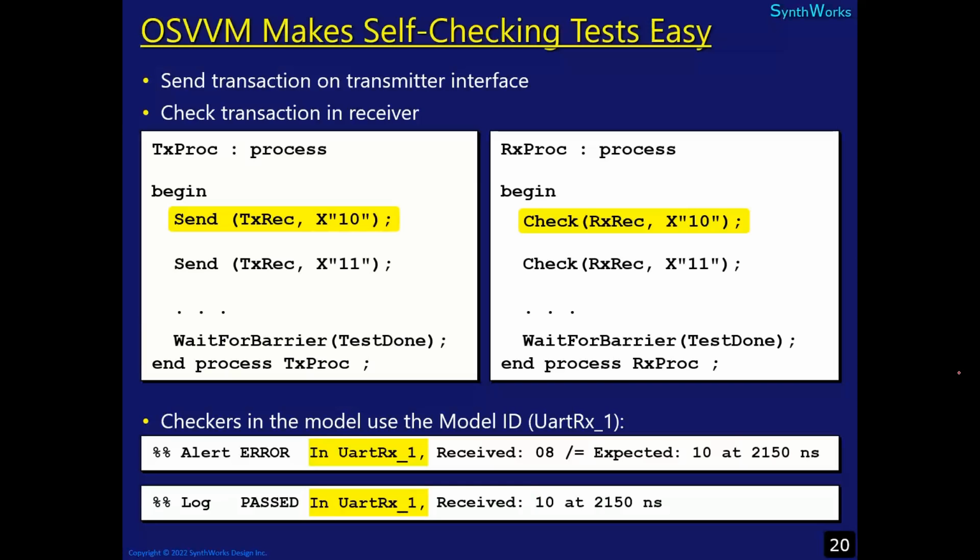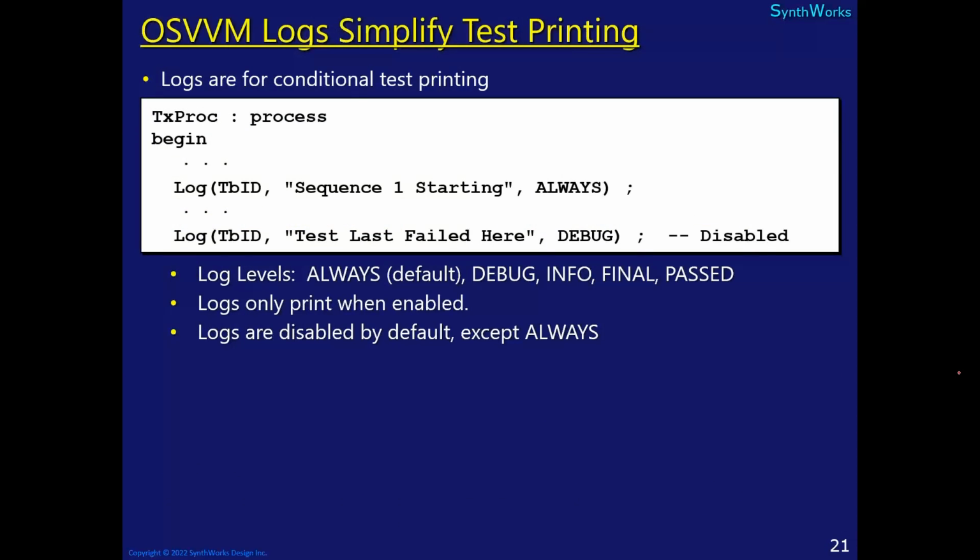That funny business actually has been fixed in the current release of OS-VVM. It kind of broke there early 2022, and then we fixed it, of course. So logging is OS-VVM's form of conditional printing.